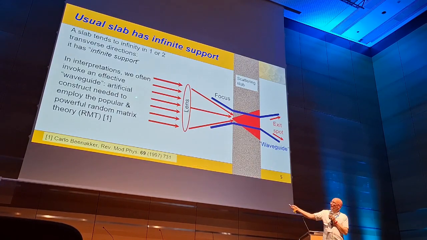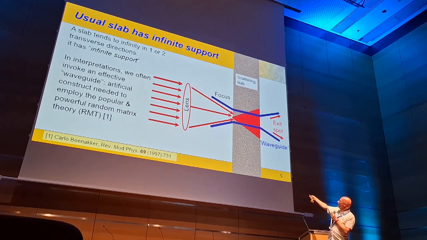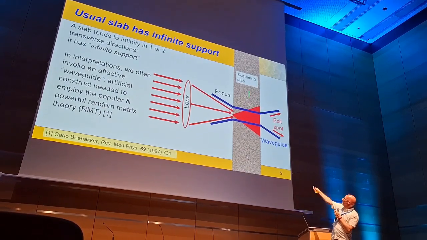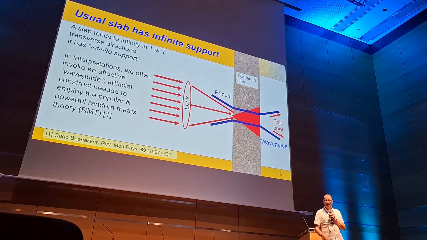So usually in light scattering we study slabs. Here I've expressly covered the whole slide to make clear that the slab has a finite thickness, but the extent laterally is typically quasi-infinite, and of course also coming forward into the room here.